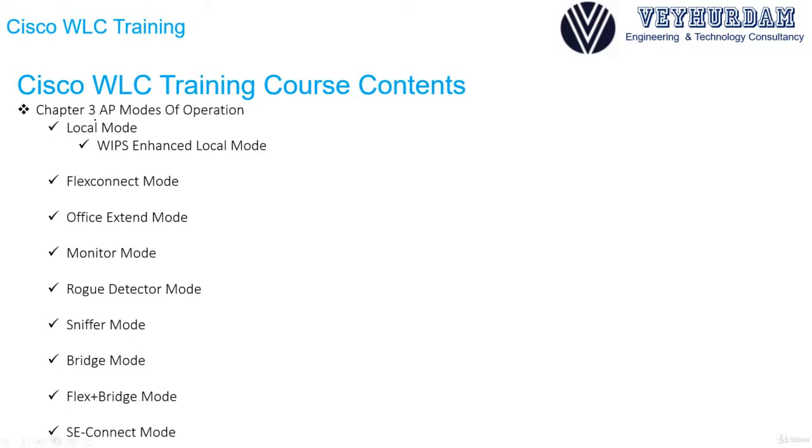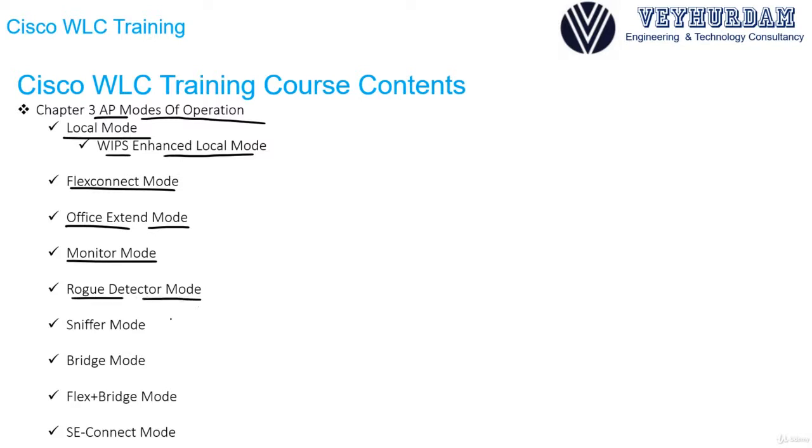On Chapter 3, we will go over different access point modes of operation. The local mode, WIPS enhanced local mode, FlexConnect mode, how FlexConnect works, OfficeExtend mode, why we need that, monitor mode, how we can use it, rogue detector mode, sniffer mode, and bridge mode. And we will also understand how Flex Plus Bridge mode, which is the combination of FlexConnect mode and bridge mode, works. Then we will understand SE-Connect mode, and we will go over why it is different from the sniffer mode.